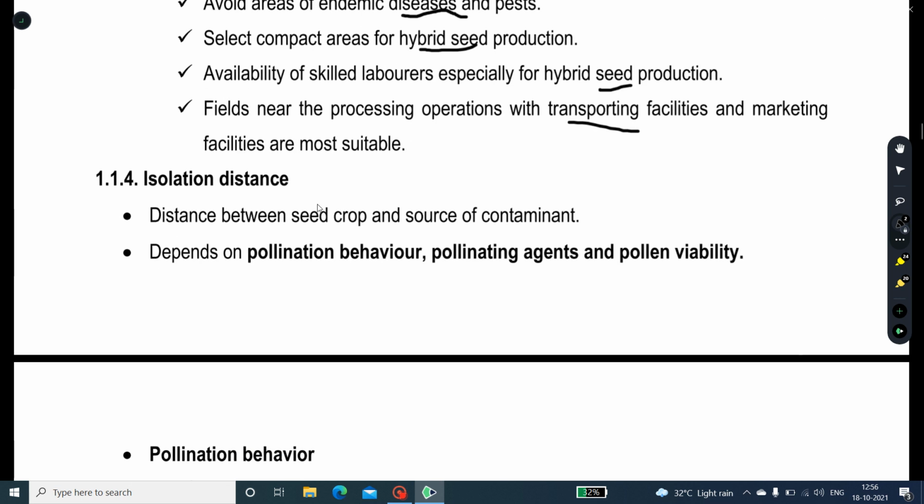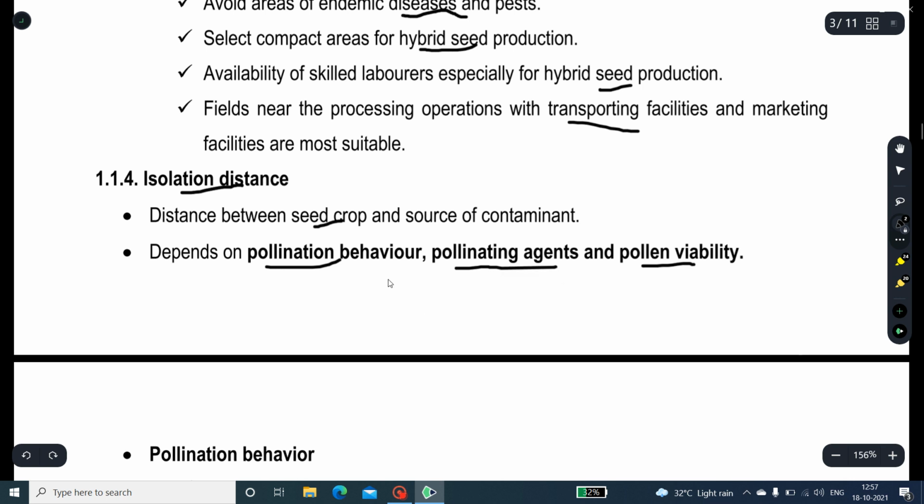And the next important factor is isolation distance, which is the distance maintained between the seed crop and the source of contaminant. It may be anything like other crop seeds or other varieties of the same crop. And it depends on the pollination behavior, pollinating agent and pollen availability.